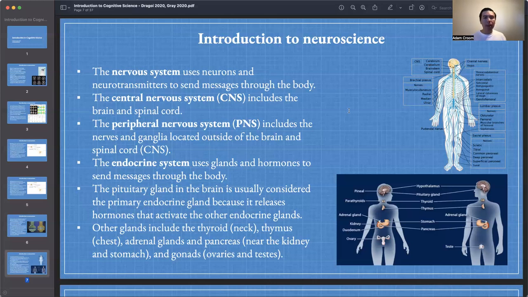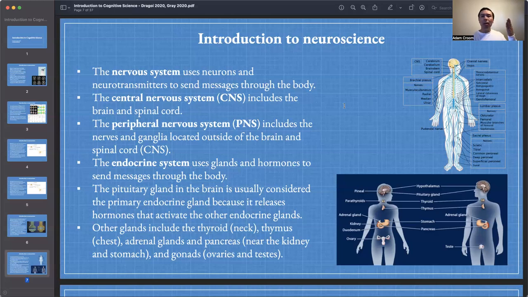Okay, the PNS, or the peripheral nervous system, includes all the nerves and ganglia located outside of the brain and the spinal cord, or in other words, outside of the CNS. So all the blue wiring right here, right? If we want to build a person, the blue wiring is the peripheral nervous system.